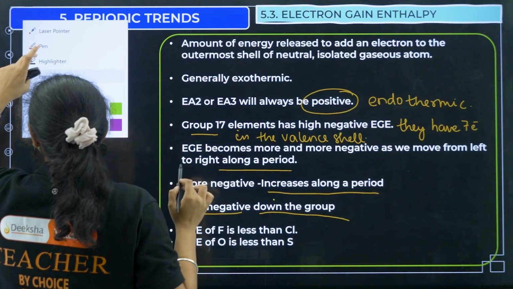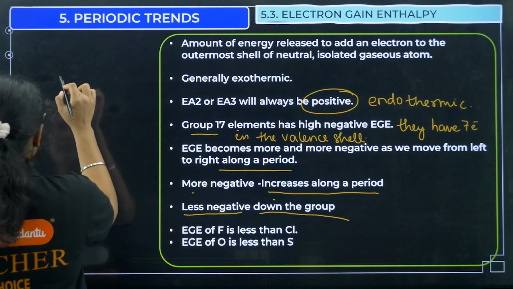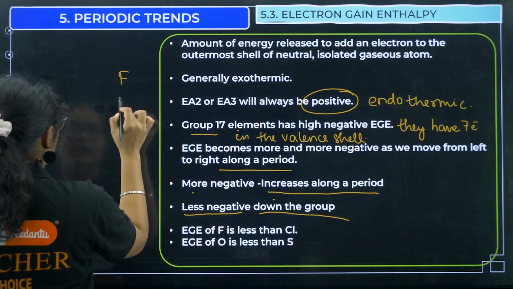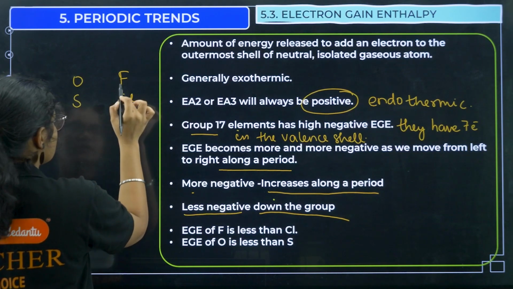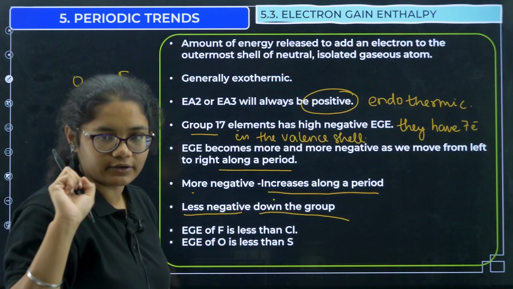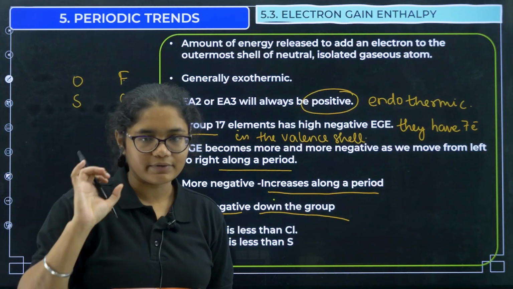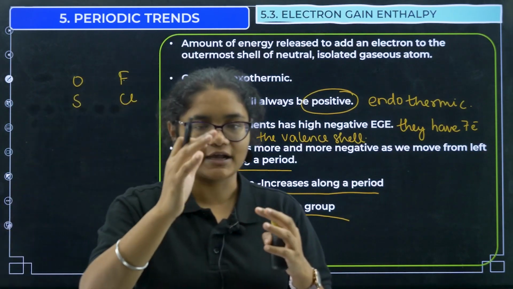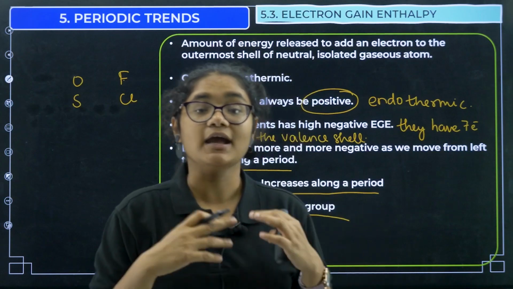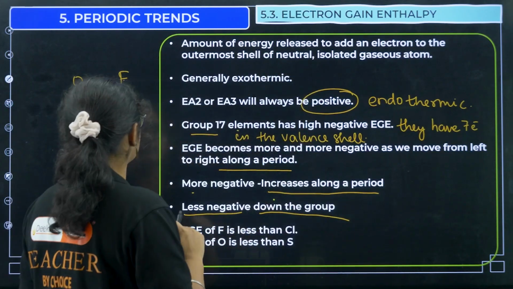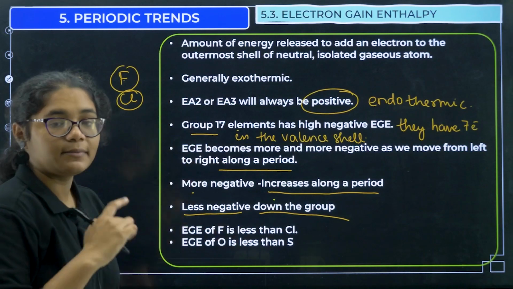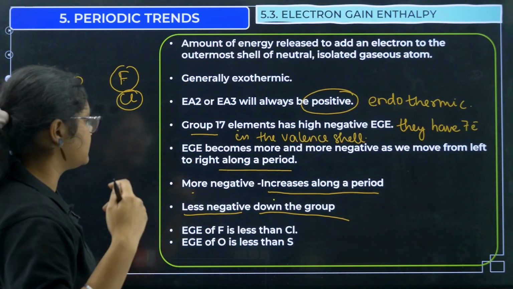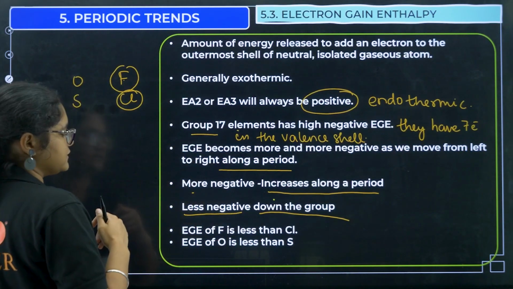We have fluorine and then chlorine, here oxygen and here sulfur. Now fluorine size is smaller, right? So it should be easy to add one electron here because the force of attraction will be very high. The expectation was that here more energy should be released, there less energy should be released, but the opposite happens. Now what is the reason for that? There are 2 important reasons here.